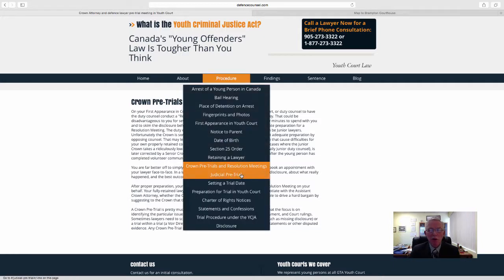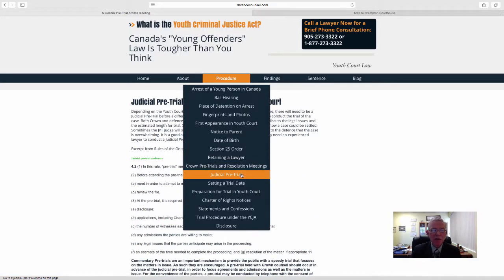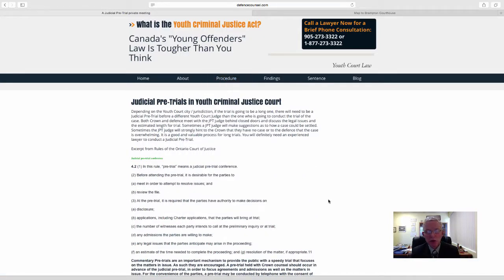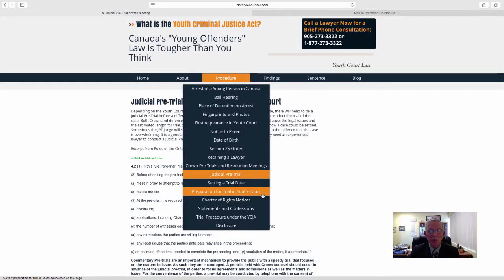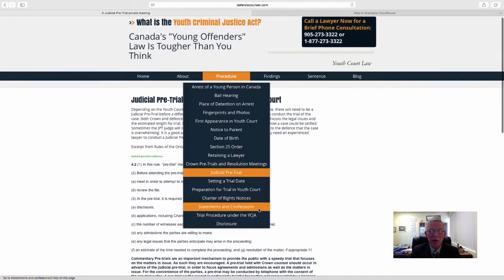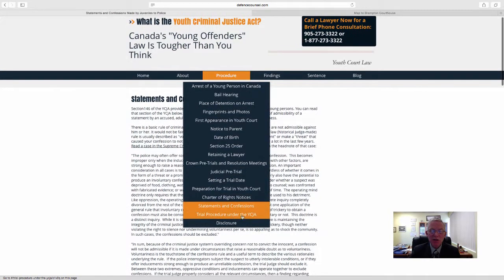Sometimes, the court will hold a judicial pretrial. At a judicial pretrial, the lawyers, both Crown and Defense, meet with the Ontario Court Justice and discuss what the issues are and discuss what the length of time will be required for the trial. Also under procedure, you'll see information about setting a trial date, how to prepare for trial in youth court, the concept of notice being given under the Charter of Rights, and a whole lot of information about statements and confessions.